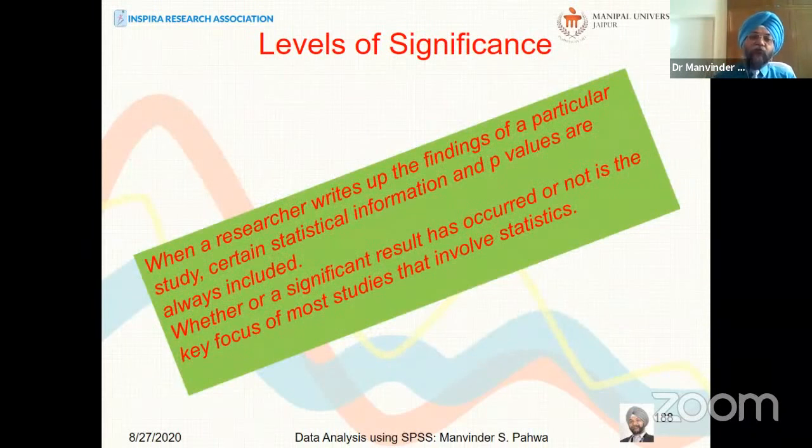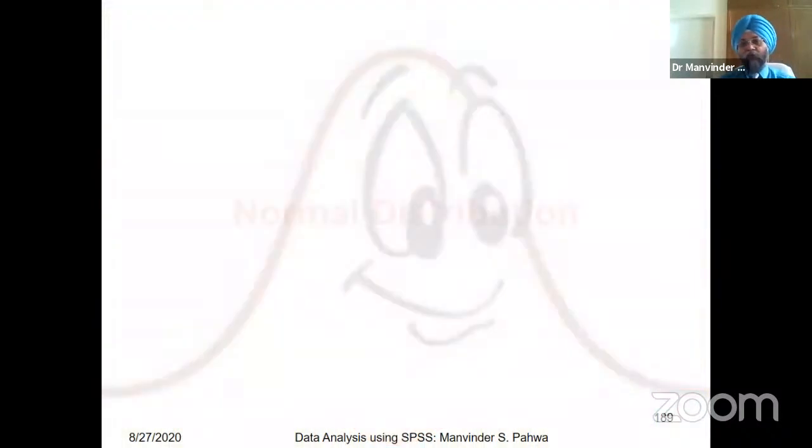When a researcher writes up the findings of a particular study, certain statistical information and the p-values are always included. Whether a significant result has occurred or not is the key focus of most studies that involve statistics. This is the reason why most of our research papers written for a good journal do not get accepted, because they are not supported with statistical significance levels, which can be calculated for whatever statistic you calculate. That's why statistics are called statistics only when accompanied by the significance level.